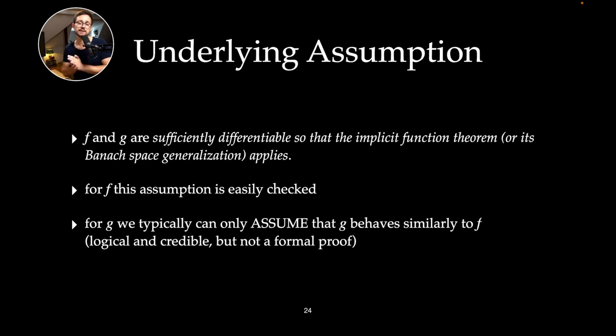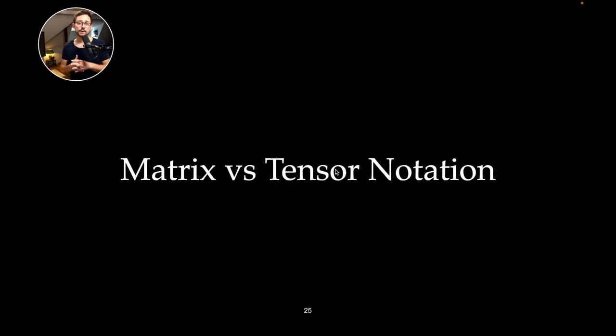This whole perturbation approximation technique only works when we can actually make use of the implicit function theorem. And there are ways that people have adapted the perturbation approach to make it usable for occasionally binding constraints, to make it usable in a Markov switching environment. So there are ways to adapt this perturbation approach. This is the very important assumption that we have. For f, we can prove this. For g, this is much harder to prove, and we can only assume this. Now we have to talk even more about notation.